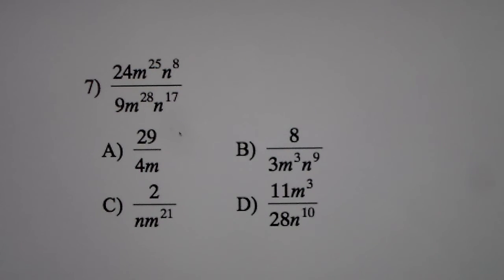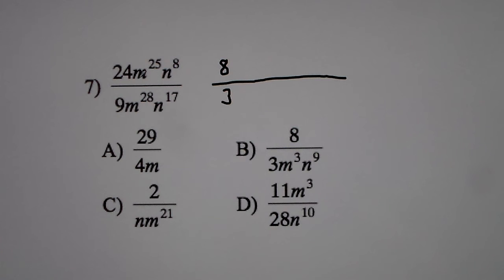We got 24 divided by 9. Now 24 divided by 9, when we put that in the calculator, that does simplify out. They're both divisible by 3, which gets us 8 over 3. So let's write that in. We get 8 over 3.